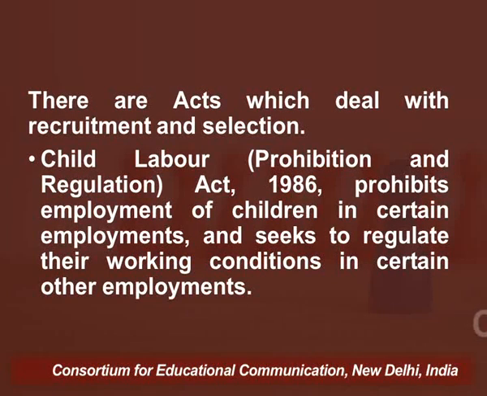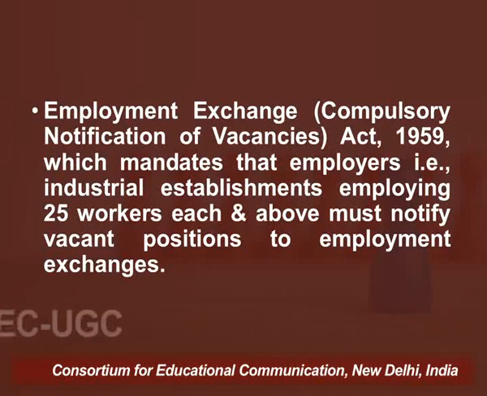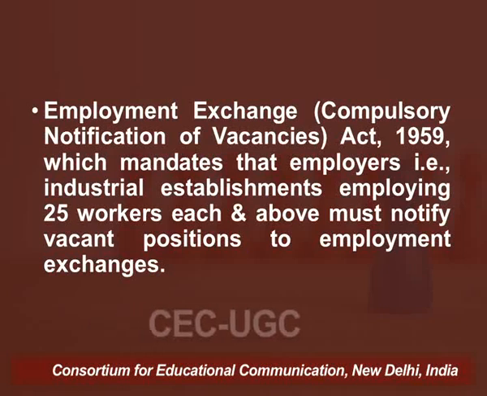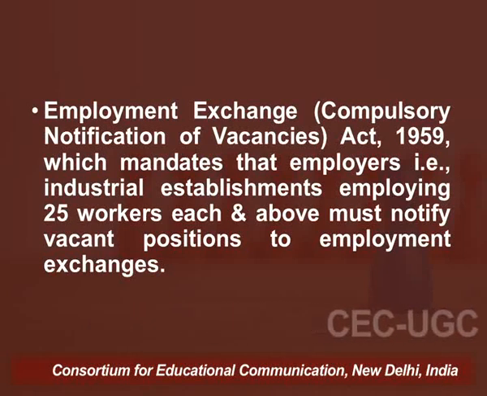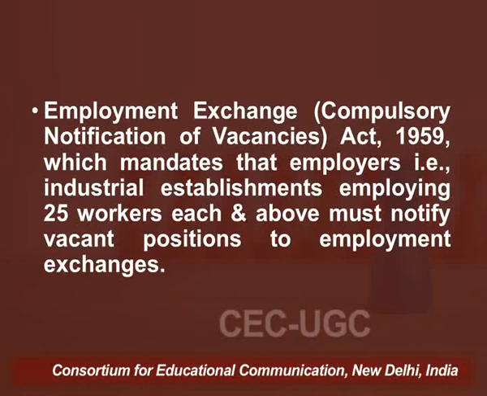For example, the Child Labor Prohibition and Regulation Act 1986. Now, this law prohibits the employment of children in certain employments and seeks to regulate their working conditions in certain other employments. Second is the Employment Exchange or the Compulsory Notification of Vacancies Act 1959. It mandates that employers, that is the industrial establishments which have 25 workers or above, must notify the vacant positions to the employment exchanges.